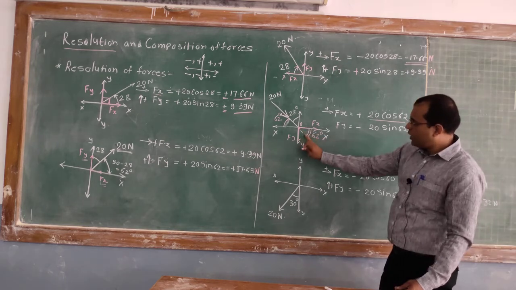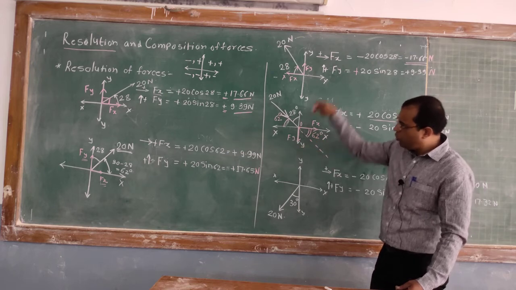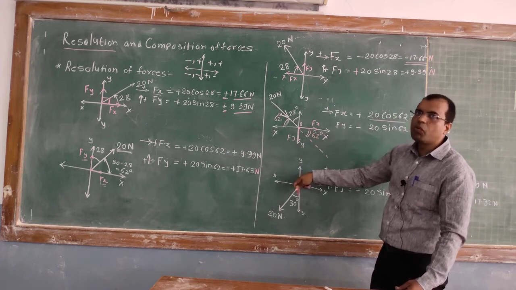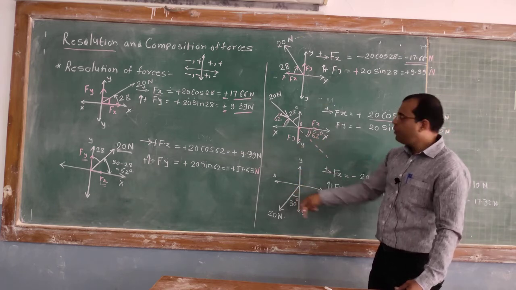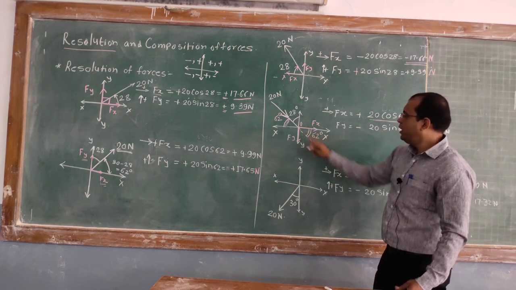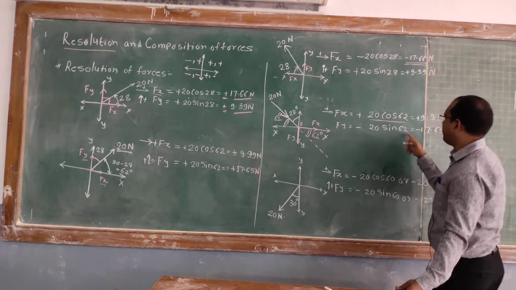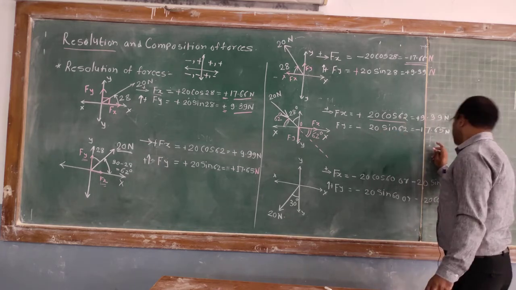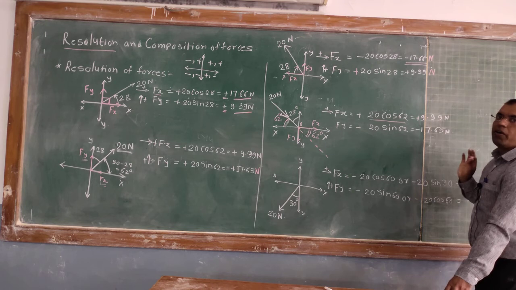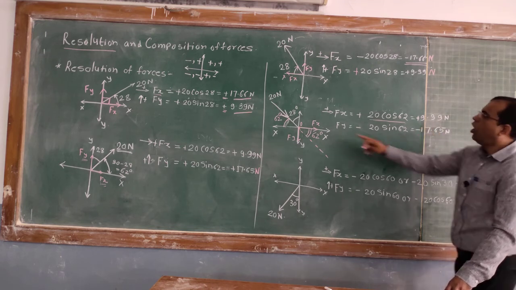Now the other component. If the force lies in the fourth quadrant, one component is going in the downward direction, so the y component is always negative. So f of y is equal to minus 20 sine of 62, and the answer is 17.65 Newton. So these two are the components of this force.